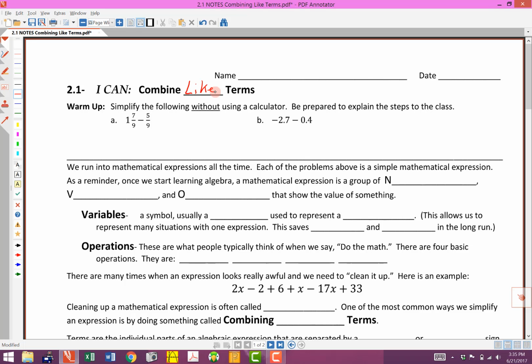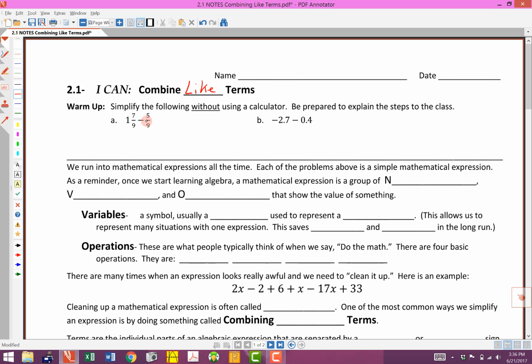So as a warm-up today, we're going to take a look at a couple of problems, one with fractions and one with decimals. And you should be able to do these without a calculator. So this is just a good review. We're going to spend more time a little later in the course talking about numbers like this. But for right now, we've got 1 7/9 minus 5/9.